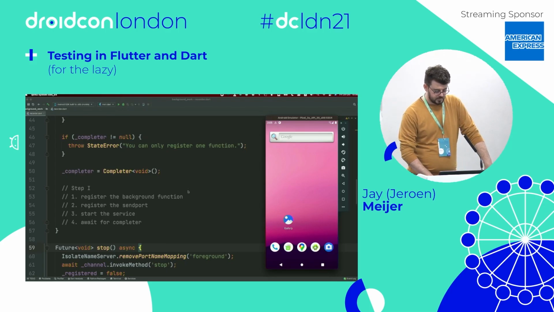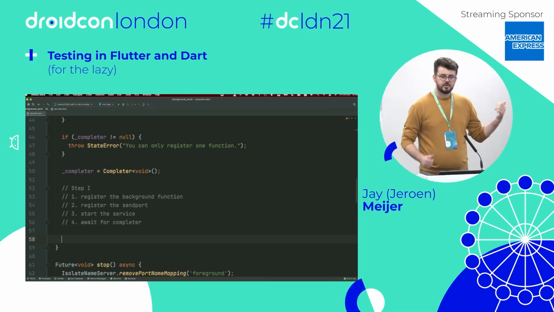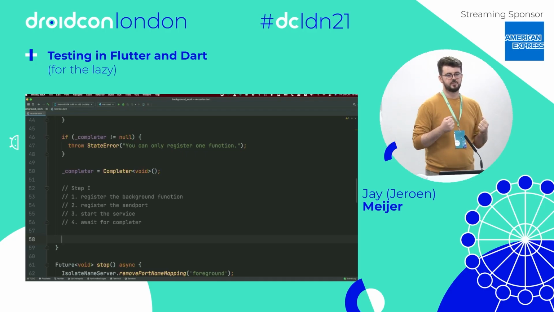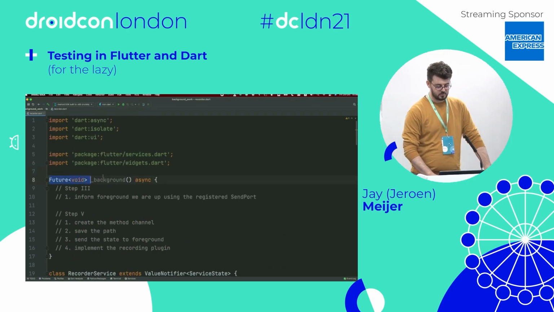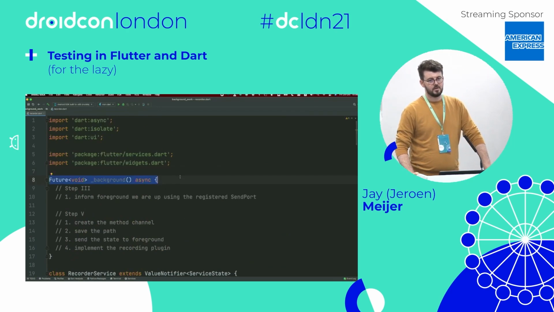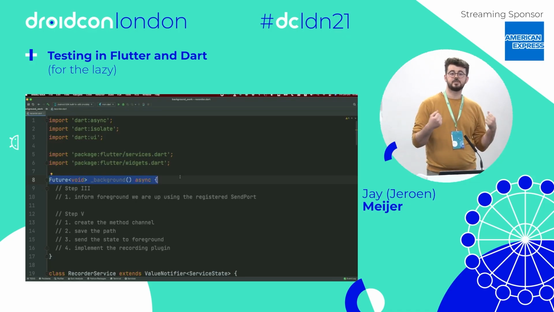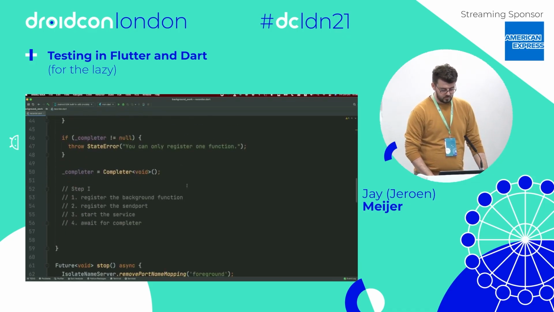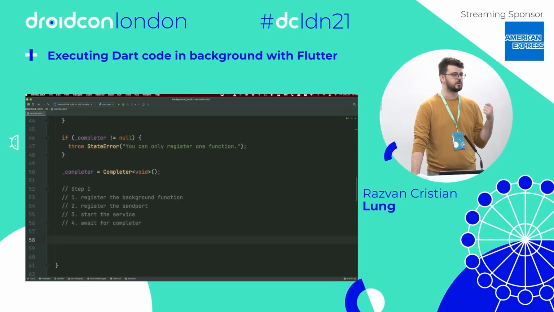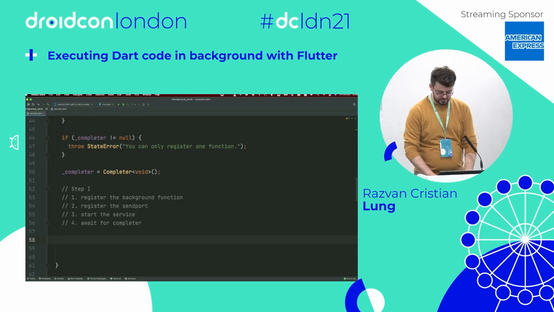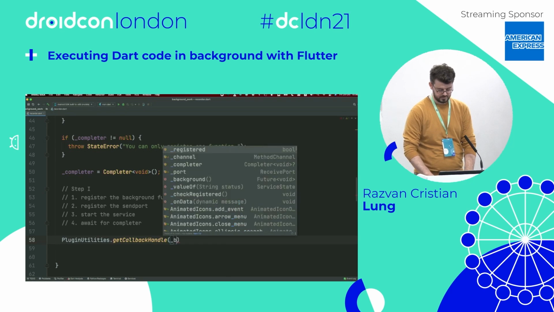So how do we do that? So we saw earlier that we need to have a top-level function or a static function that we want to be able to call from background. And in our case, it's going to be this function here. So we want to call the background function. This one will be the code that we are actually executing in the background. So let's see how we do that. The first step, we said that we have that method that we could use to get the handler of that specific function. So basically it's PluginUtilities.getCallbackHandle, and we would need to give it the method name.